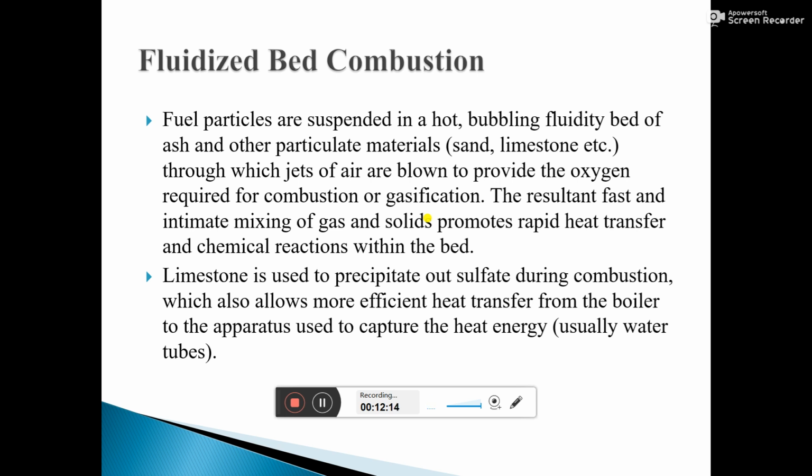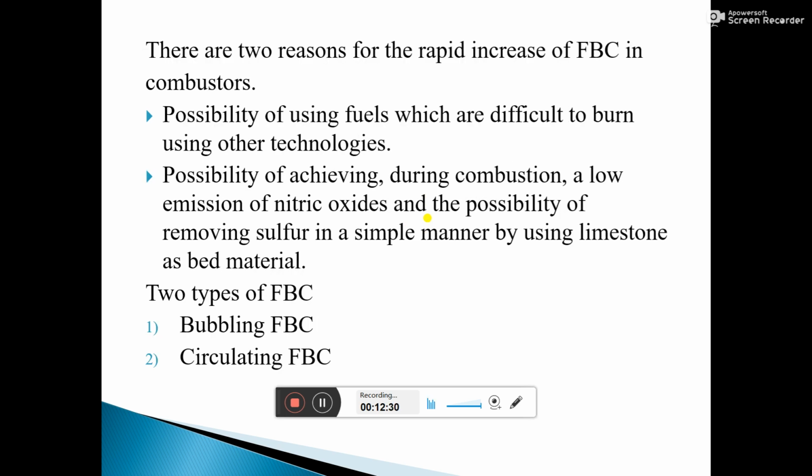Limestone is used to precipitate out sulfate during combustion, which also allows more efficient heat transfer from the boiler to the apparatus used to capture the heat energy, usually water tubes. There are two reasons for the rapid increase of fluidized bed combustion in combustors. Possibility of using fuels which are difficult to burn using other technologies. Possibility of achieving during combustion a low emission of nitric oxides, and the possibility of removing sulfur in a simple manner by using limestone as a bed material.